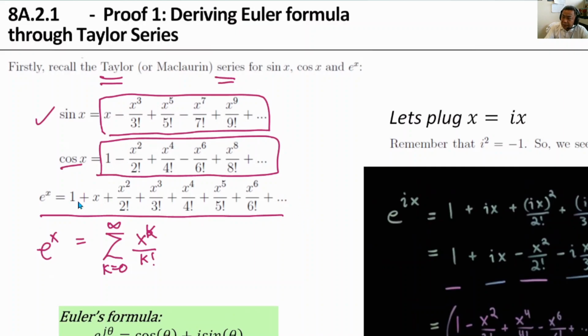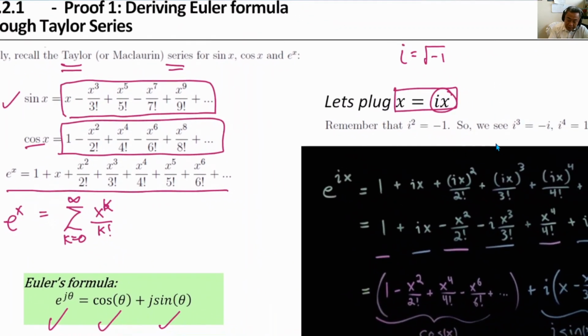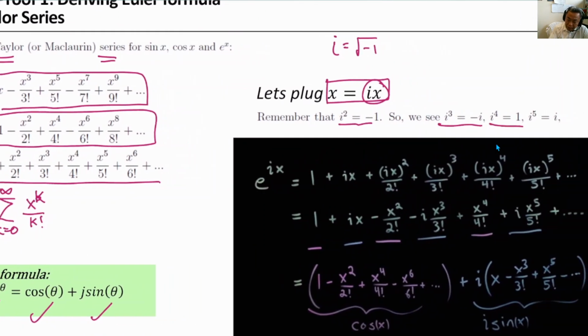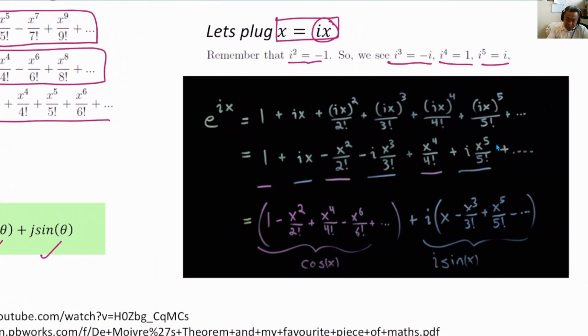You realize that the sine and cosine, when added together, basically fill this thing up. There's a little bit missing, and what you realize is that when we plug in ix instead of x, where i is of course the root of minus 1, we remember that i squared is equal to minus 1, i cubed is minus i, and i^4 equals 1, and so on. And when we plug it in, what we will realize is this.